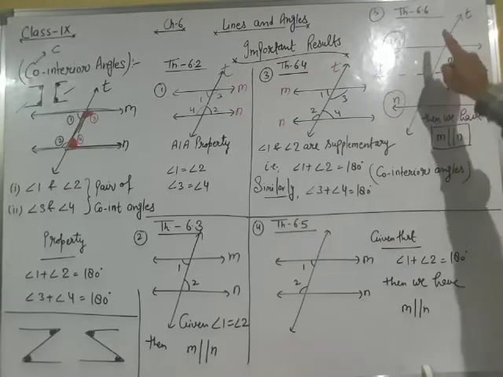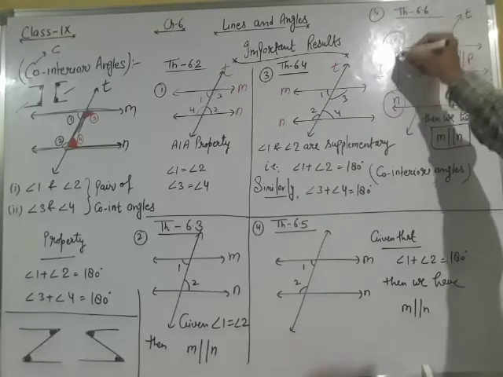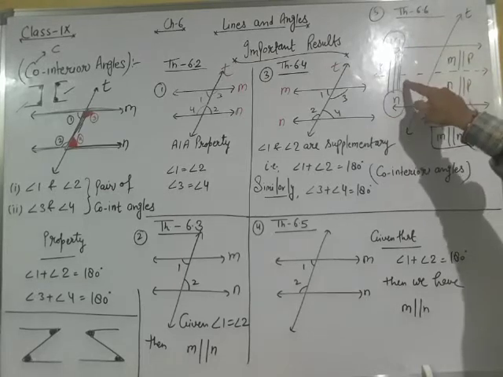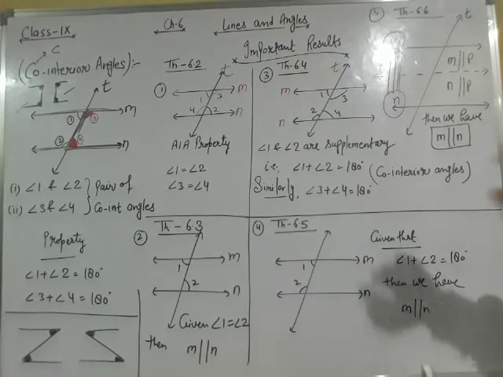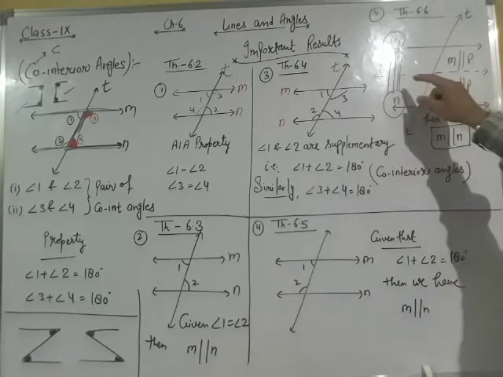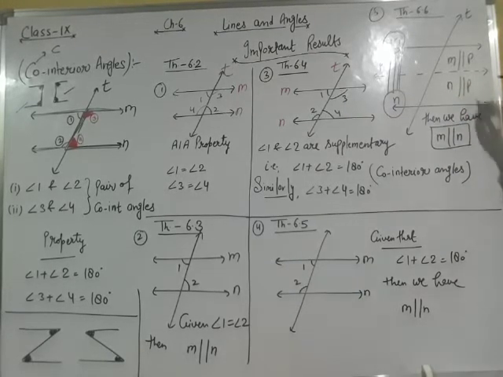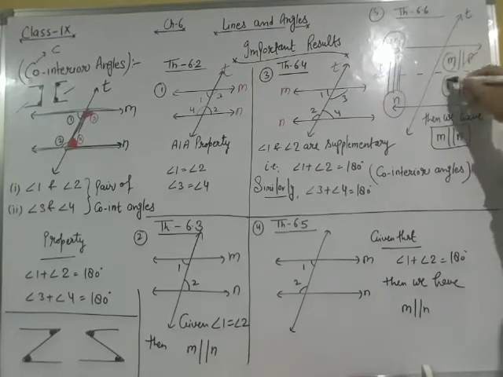So according to theorem 6.6, lines which are parallel to the same line are parallel to each other. Parallel to each other means these two lines m and n will be parallel to each other, right? So far what is given to us? Line m has a connection with line p. What is the connection? That both lines are parallel. Line n is also having the same connection with line p, that both lines are parallel. So in this case p is cancelled by this p and line m is parallel to line n.